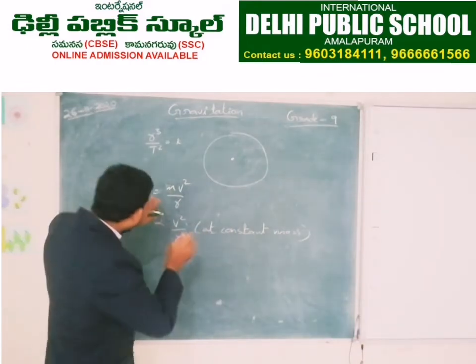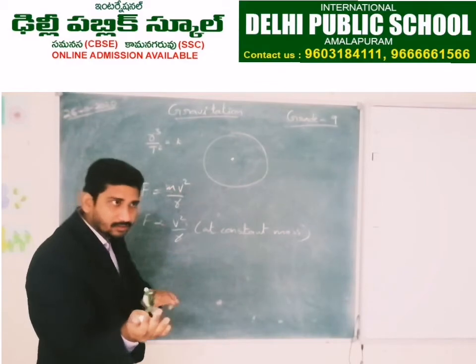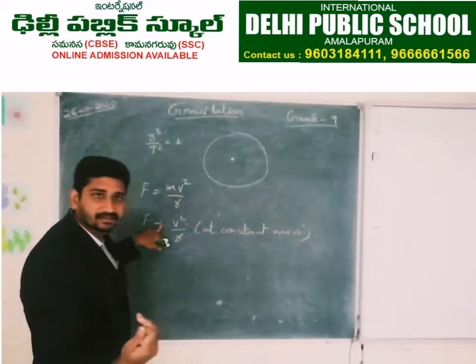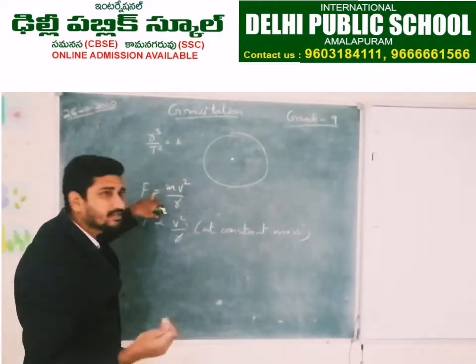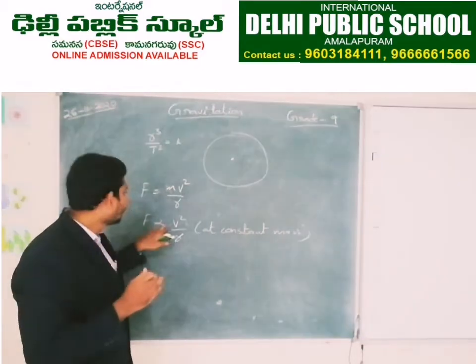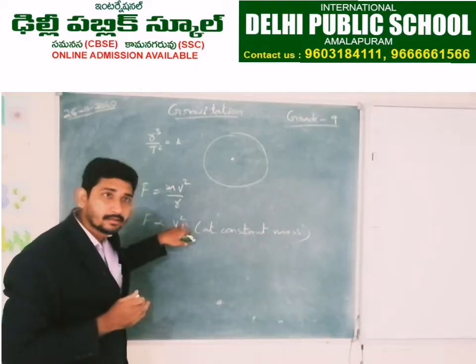Here, to get an equality symbol, we have to add a constant. If we remove the constant, we will get the proportionality symbol. You understand? Here I removed mass and this equality symbol became proportional. So F ∝ v²/r. What is this v? Velocity.